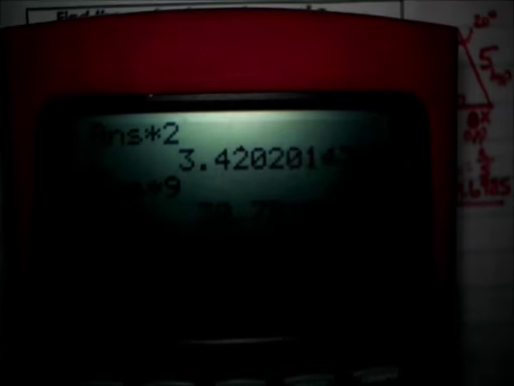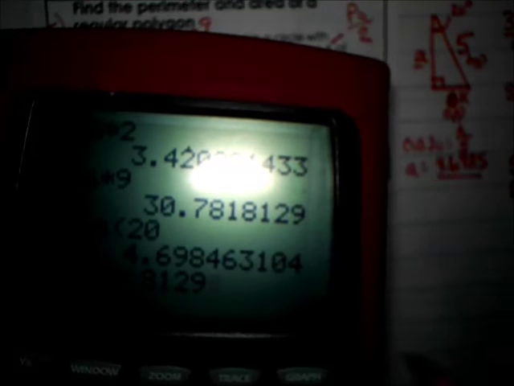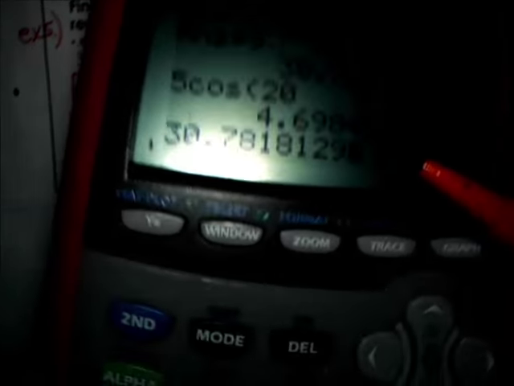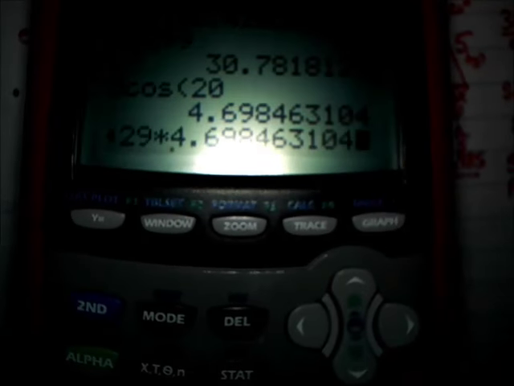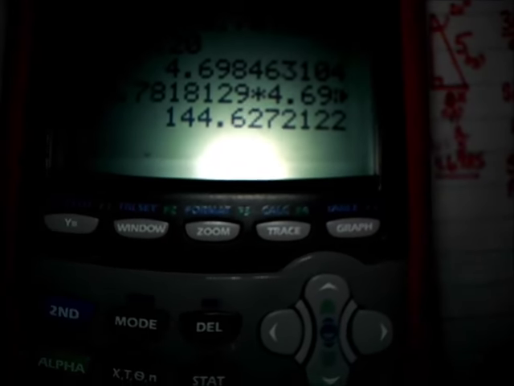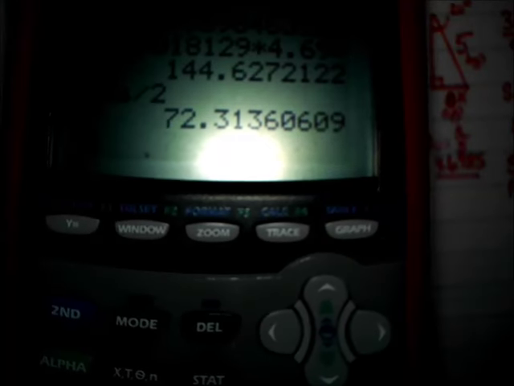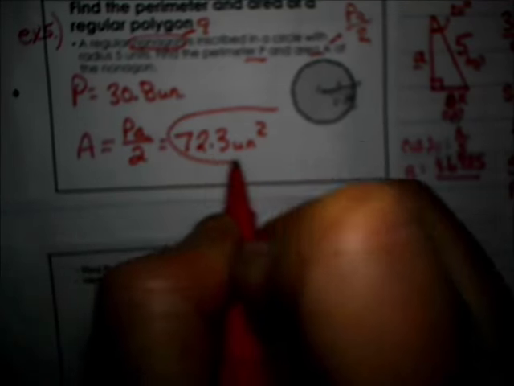Okay, so if I blow this up just a little bit, on my calculator, I have the perimeter already given to me. I'm going to multiply it times the apothem, which is there. I get 144, and then I'm going to divide it by 2, and it tells me my area is 72.3, and that would be units squared for the second answer there.